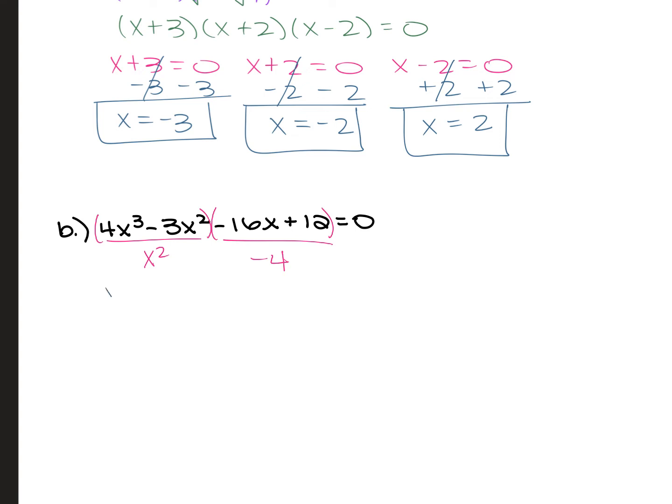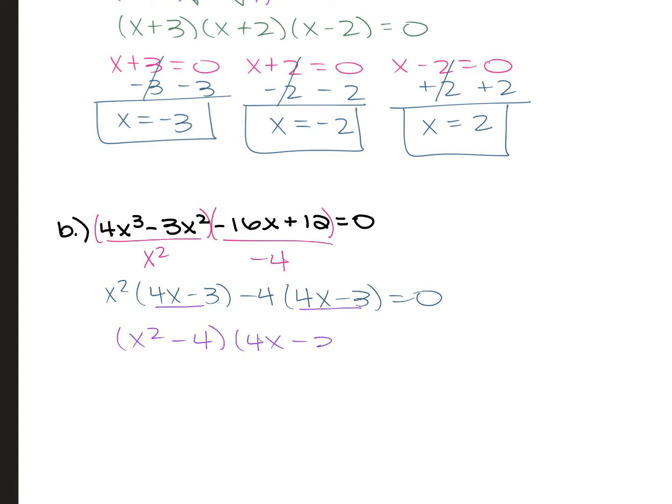So that's going to give you x squared times 4x minus 3 minus 4 times 4x minus 3 is equal to 0. Your 2 sets of parentheses are identical, so you could rewrite this as x squared minus 4 times 4x minus 3 is equal to 0. So with the one before this, I factored that x squared minus 4 completely. For this one, I'm going to show you to where it's just set equal to 0, and then we use the square root method in order to solve.